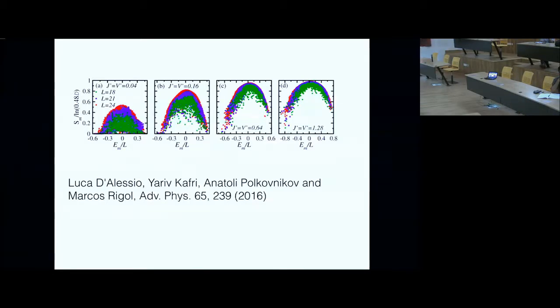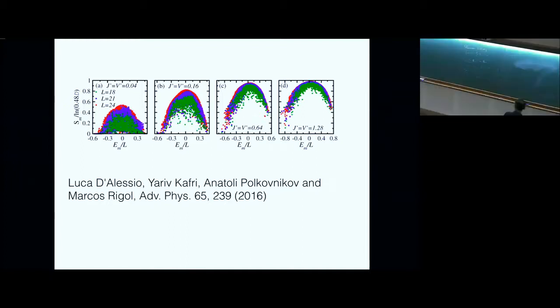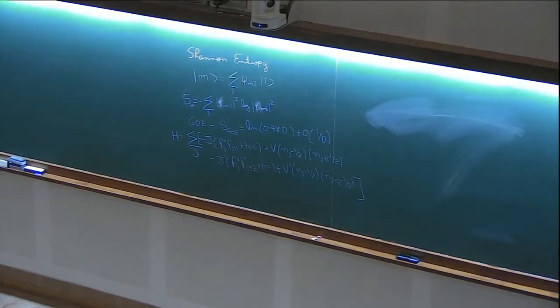So this should sort of answer the question about how random things are and where in the spectrum they actually look random. Okay. So let's go back to the eigenstate thermalization hypothesis.